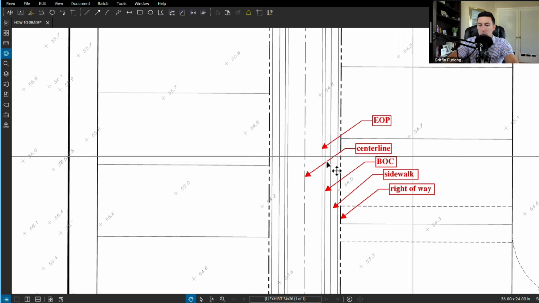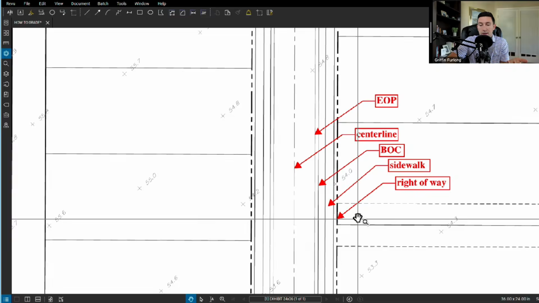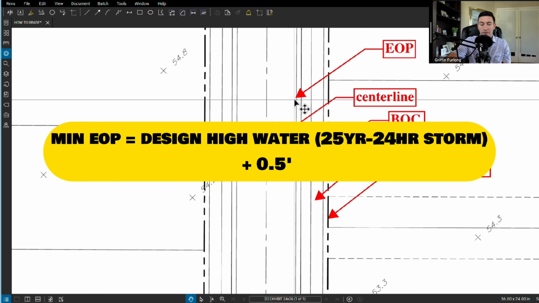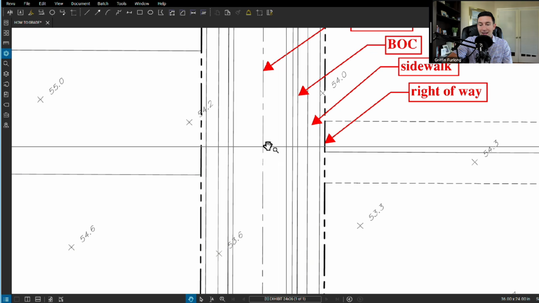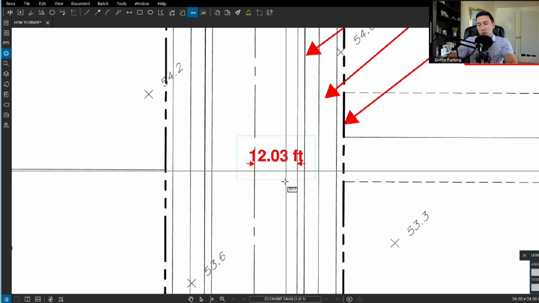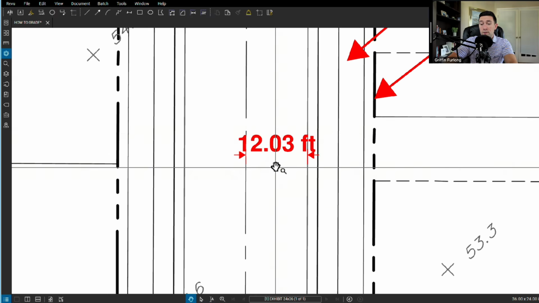You really need to understand these lines because I'm going to be referencing them a lot. So what is the minimum edge of pavement? The minimum edge of pavement is going to have to be, at minimum, our design high 25 year plus half a foot. Now, since these lanes are 12 feet wide, and I can verify that right now, disregard the 0.03, sometimes there's a scaling issue, but let's say this is 12 feet wide.